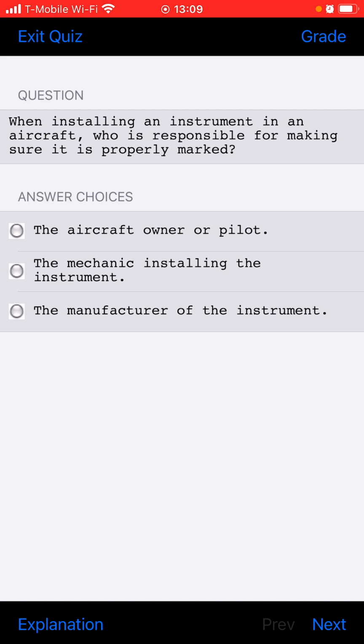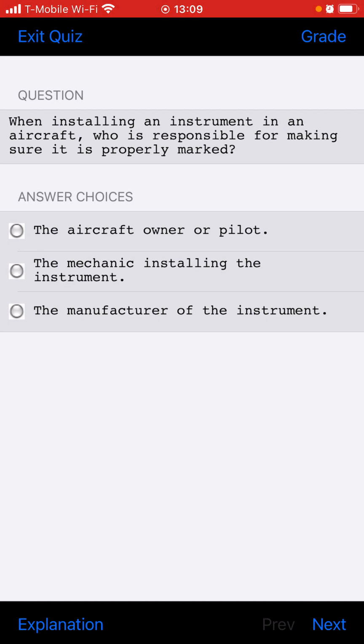Under what condition will the landing gear aural warning sound? When the throttle is retarded and the landing gear is not down and locked.